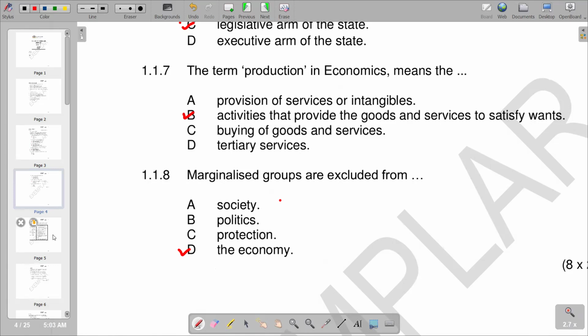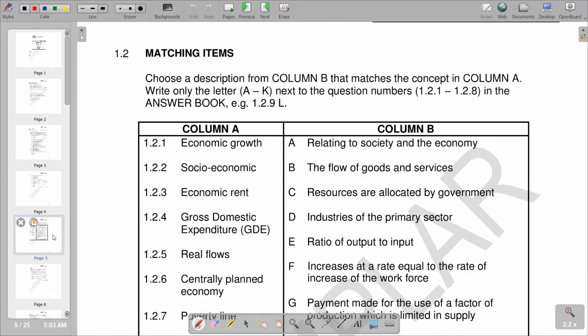So we move on to the next part of our question, which is on matching items. Choose a description from column B that matches the concept in column A. Write only the letter A to K next to the question number. In column A, the first term is economic growth. Whenever there is economic growth, there is an increase in the market value of goods being produced in a certain country, with a comparison from one period to the other. When we notice that increase, we regard that as economic growth.